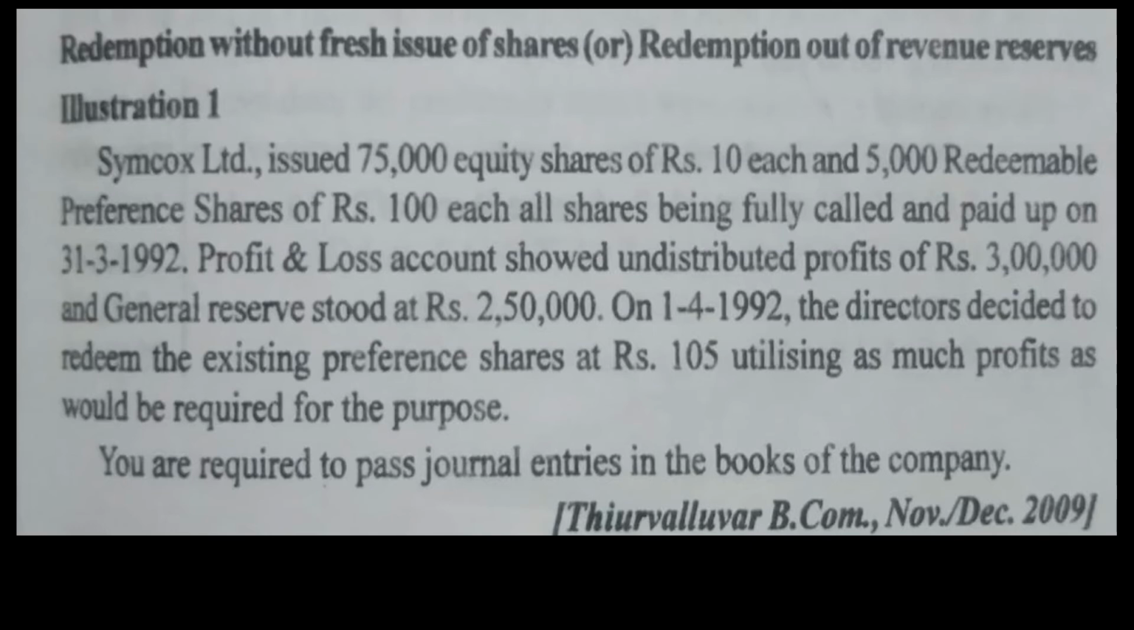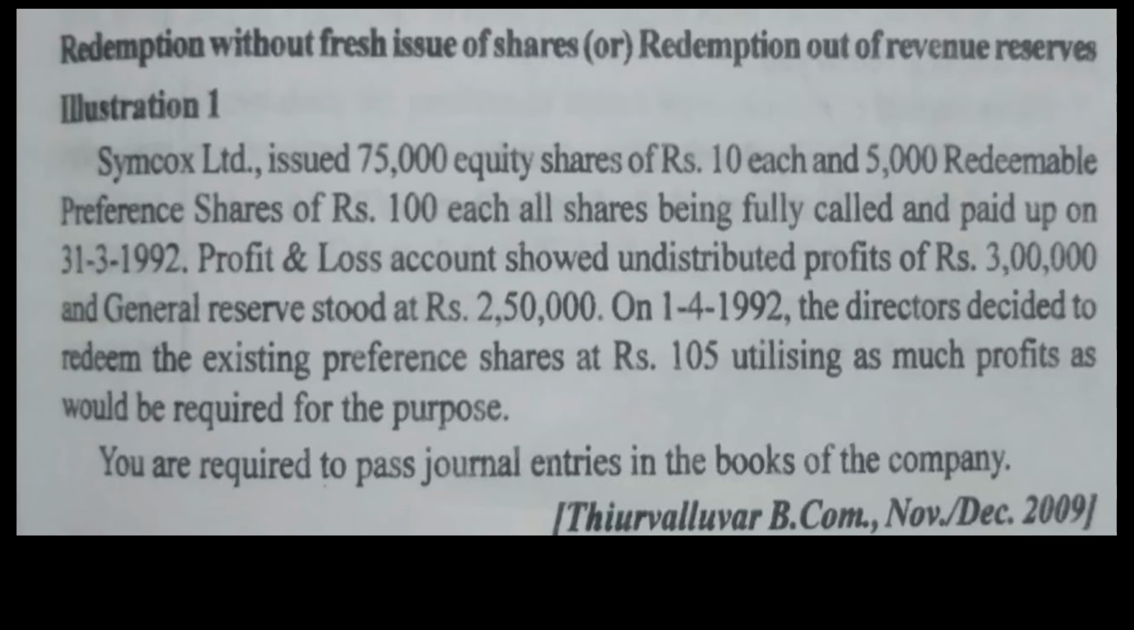Then the third entry is for fresh issue of equity shares. Look at the sum: is there any fresh issue of equity shares made after 31st March 1992? Before that is the old one, don't worry about that. At the time of redemption, is there any equity shares issued to shareholders? No, there's no fresh issue. Then directly you will go to the fourth entry. What is the fourth entry? For transferring redeemable preference share capital to preference shareholders.